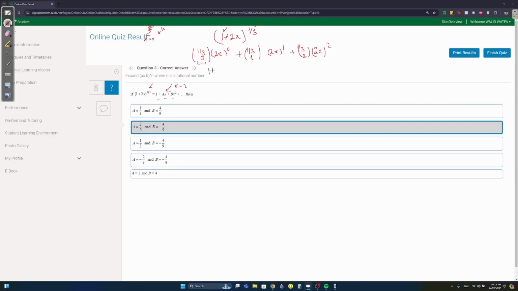1 over 3 c0 is 1. This is just 1. It's 1 plus 1 over 3 c1. 1 over 3 c1 is 1 over 3 times 2x, right? Plus 1 over 3 c2 is minus 1 over 9, I think, times 2x squared, which is 4x squared. Let's simplify. This is going to be 1 plus 2 over 3 x minus 4 over 9 x squared. So what are your coefficients? 2 over 3 and minus 4 over 9.